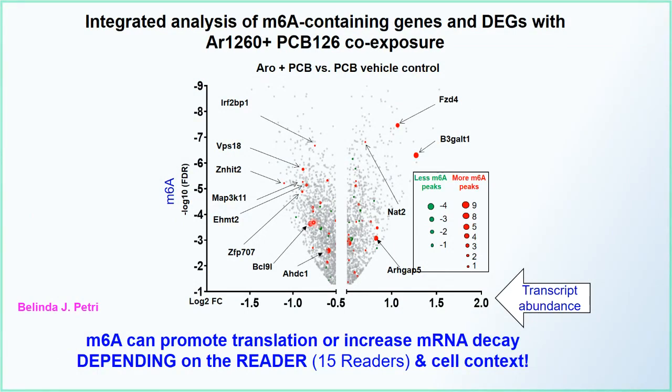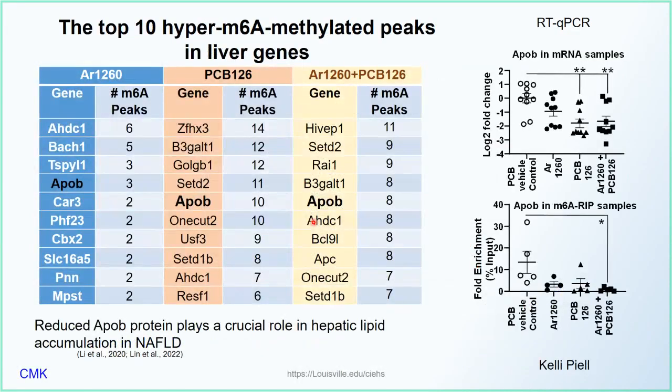So remember that m6A can regulate either translation or increase decay and decrease mRNA stability, depending on which reader protein binds to that m6A mark and what cellular compartment that transcript may be located in, whether it's in the nucleus or in the cytoplasm. So it really depends on cell context. This is not surprising, but it's very cool and a very nice graphic. Then I wanted to look at the top 10 hyper m6A methylated peaks in the liver genes and compare them between the three exposure groups of Aroclor, the PCB126, and the dual exposure or co-exposure model groups.